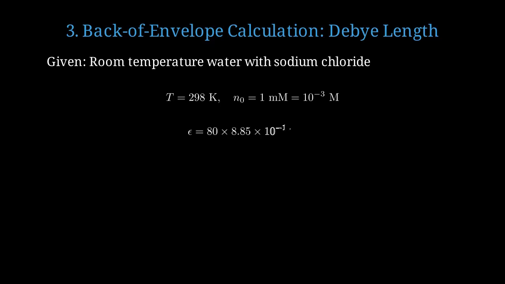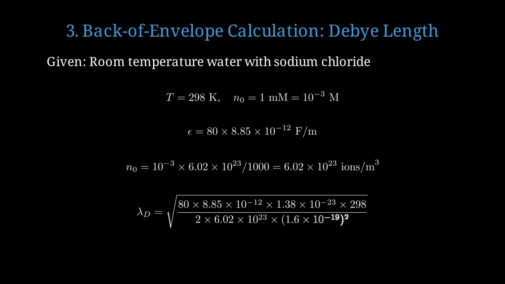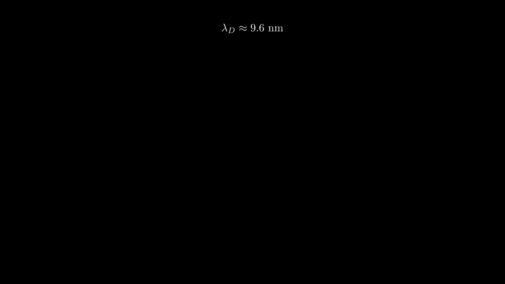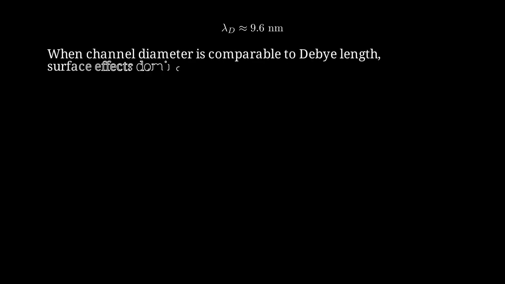The permittivity of water is about 80 times the vacuum permittivity. Converting concentration to ions per cubic meter gives us 6.02 times 10 to the 23 ions per cubic meter. Substituting all values into our Debye length formula, the result is approximately 9.6 nanometers. This is the characteristic thickness of the double layer. When the channel diameter is comparable to or smaller than this Debye length, surface charge effects completely dominate ion transport.